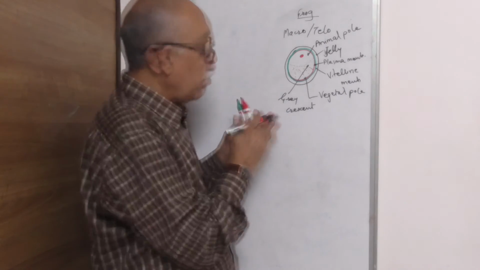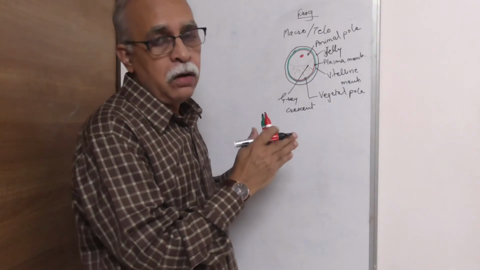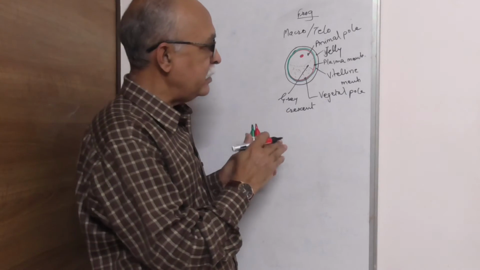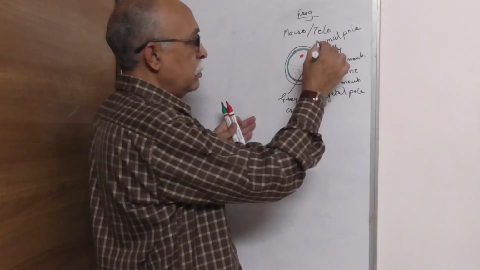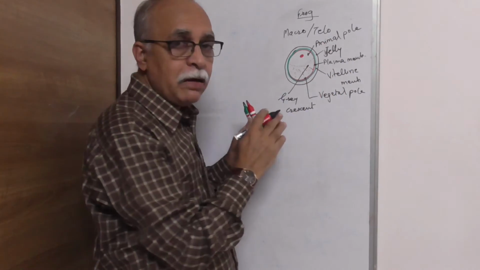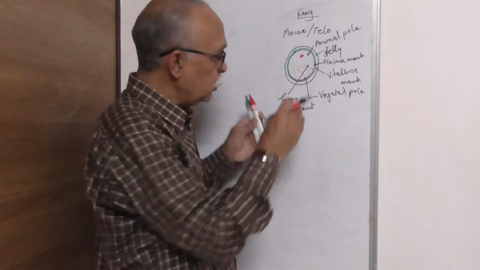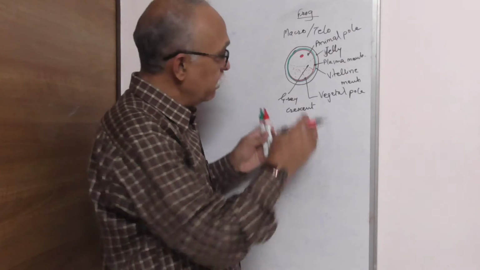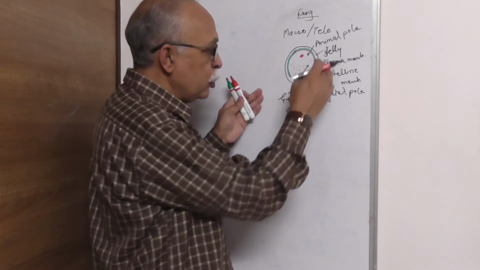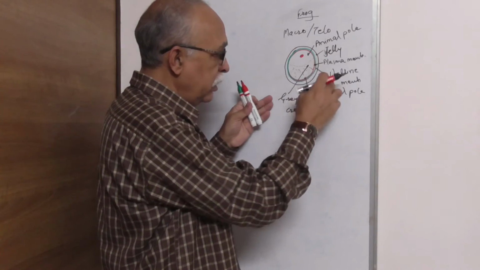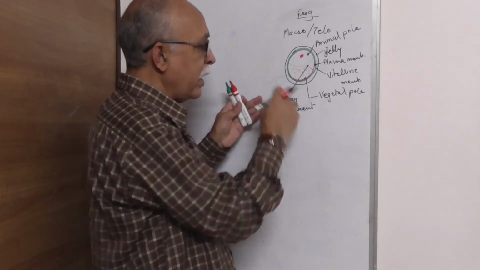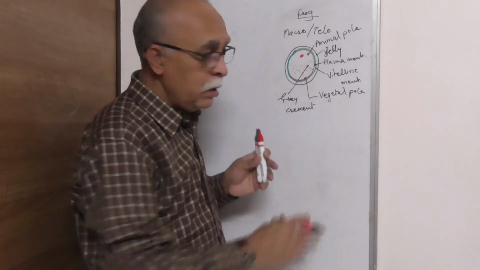So this is what the frog egg would be looking like, unfertilized egg. Note the animal pole and vegetal pole, they are clearly distinguishable. Animal pole contains cytoplasm and nucleus. Vegetal pole contains yolk. The whole thing is surrounded, in addition to these two coverings, by one more layer that's called as a jelly layer.